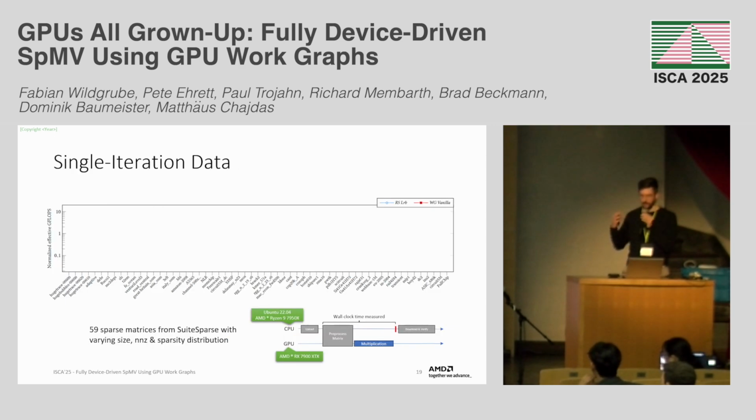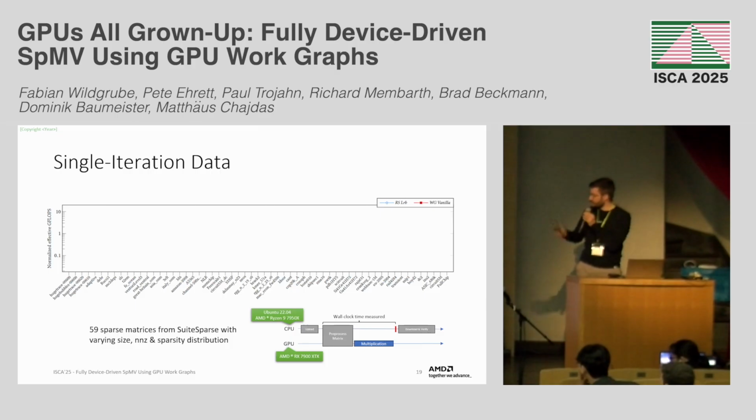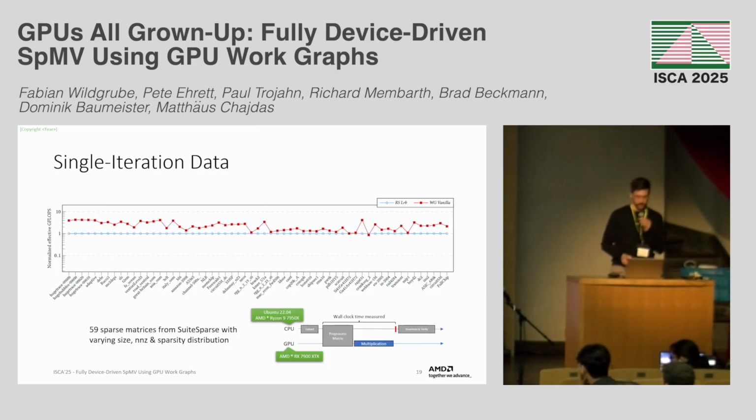So we have a system with a Ryzen 9 and an RX 7900 here. We took 59 sparse matrices from the SuiteSparse collection, and what we see in this graph is all of our matrices and then the normalized GFLOPs, normalized to our baseline, which is the rocSPARSE implementation of the LRB algorithm, so the compute version. And now we can see we didn't change the algorithm, we just changed to dynamic on-device scheduling, and we see a significant speedup here across the board, basically.